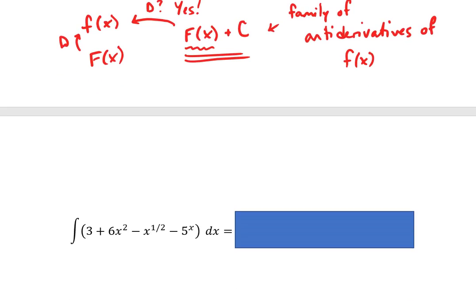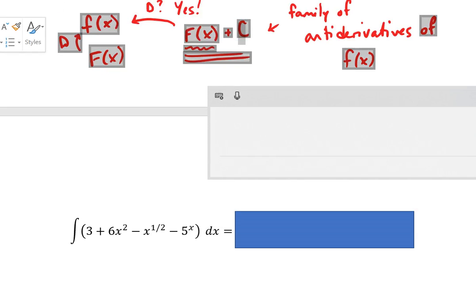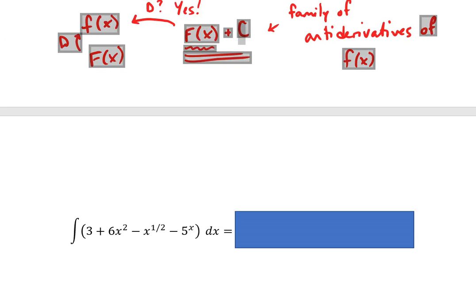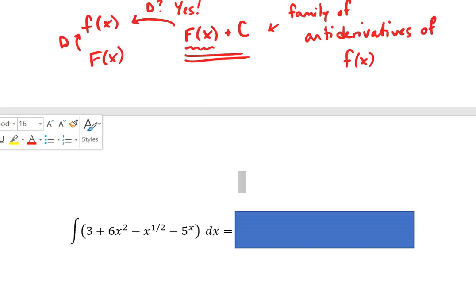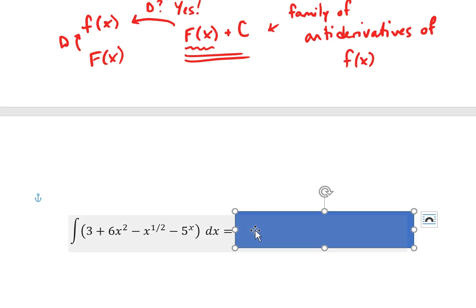So, first up here, I have the integral of 3 plus 6x squared minus x to the 1/2 minus 5 raised to the power x. So we have the difference or sum of multiple terms here. We know from our first property that we can take this whole thing and break it up at the plus or minus signs. So we can work with these things separately.